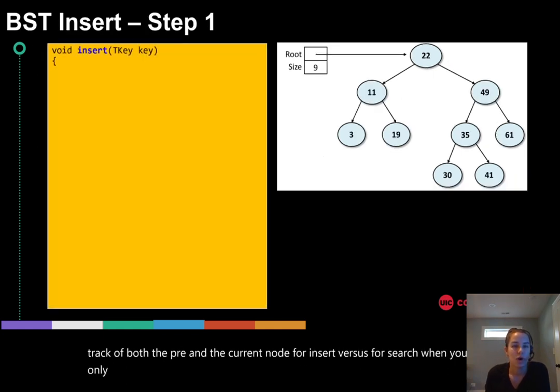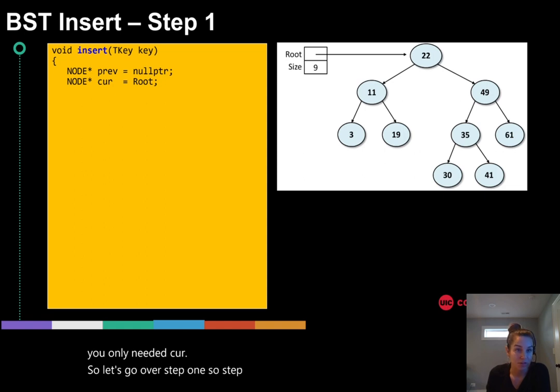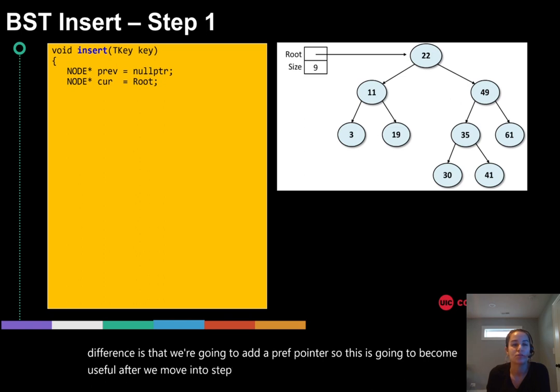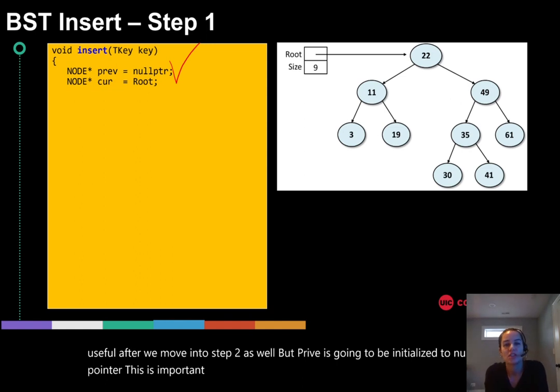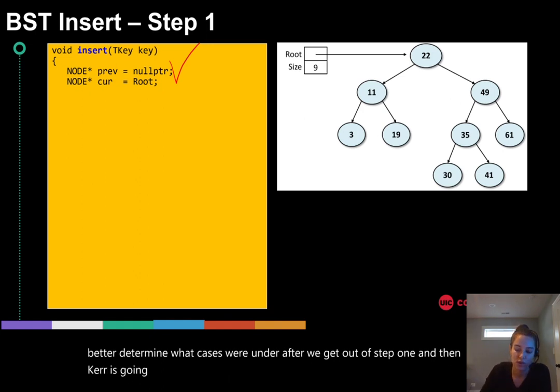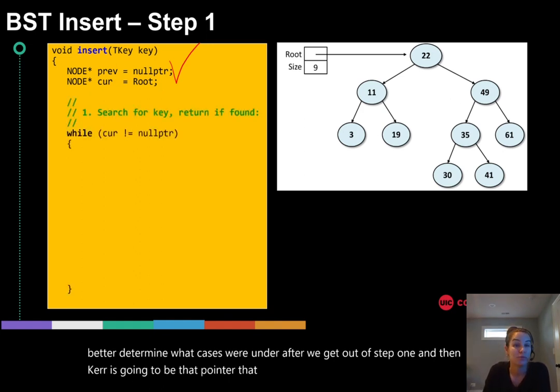So let's go over step 1. Step 1 should look very familiar. The only difference is that we're going to add a prev pointer. This is going to become useful after we move into step 2 as well. prev is going to be initialized to a null pointer. This is important actually. Having it initialized to a null pointer will help us better determine what cases we're under after we get out of step 1. And then cur is going to be that pointer that we move around through the tree. And prev will always be the parent of cur, except for at the beginning when it's null.